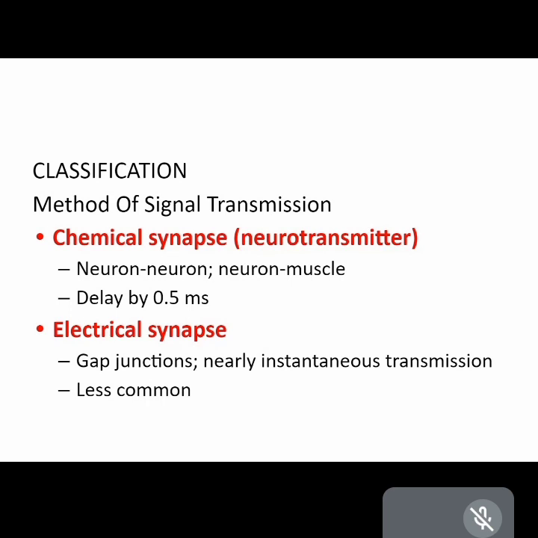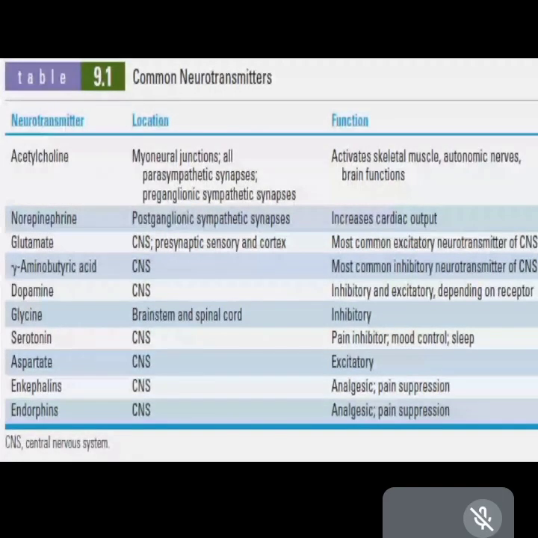So in a chemical synapse, neurotransmission occurs via neurotransmitters from neuron to neuron or neuron to muscle, delayed by 0.5 milliseconds. And then the electrical synapse is done in the gap junctions, with nearly instantaneous transmission, and is less common. Here, common neurotransmitters.